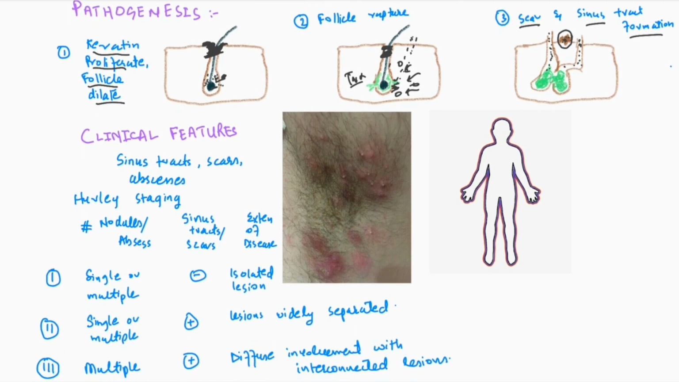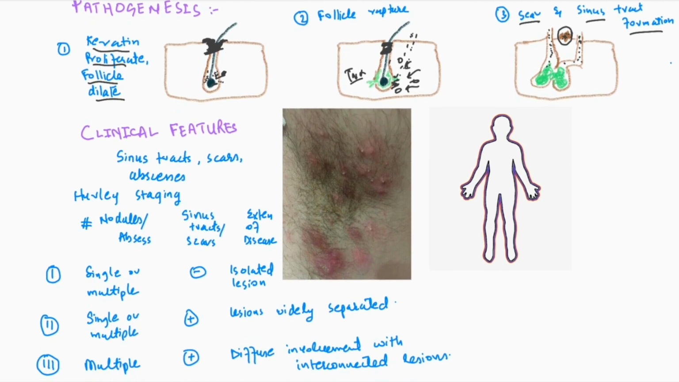Like I told you initially, it usually occurs in regions where there is skin-to-skin contact, like we can say here in the armpits. So it can occur in the armpits, it can occur in the groin region here, and it can occur in the gluteal region. It can occur here in the breast, under the breast, because there is also skin-to-skin contact there.